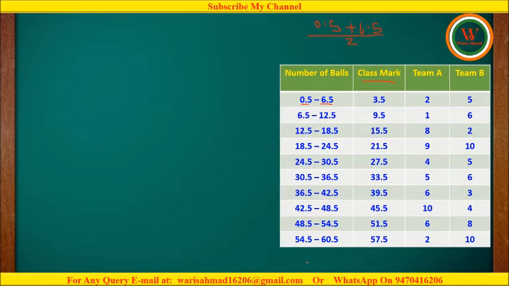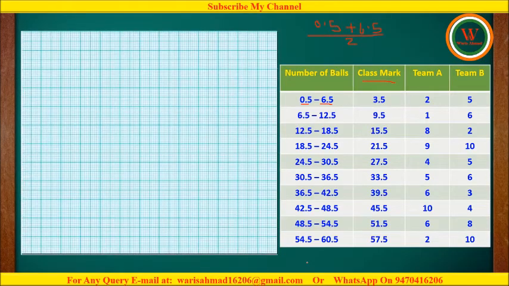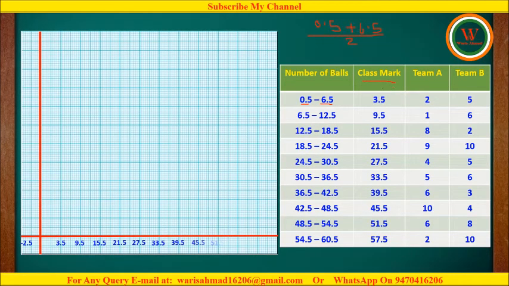For that, first of all, on the graph paper, we will draw the x-axis. This horizontal line represents the x-axis. Then we will draw the y-axis. After that, we have to write down all these class marks, all these values on the x-axis. Here I have written the values on the x-axis. So we will start with 0. This intersection of the x and y axes will be represented by 0. Here I have taken minus 2.5. How have I taken this as minus 2.5?